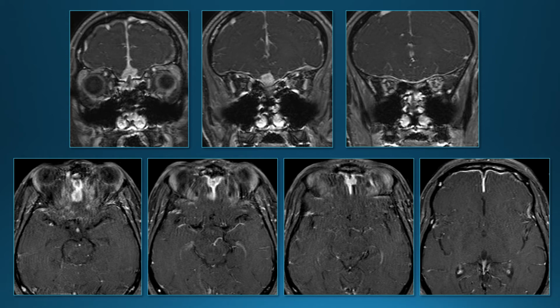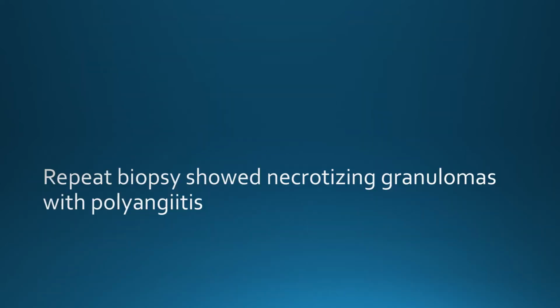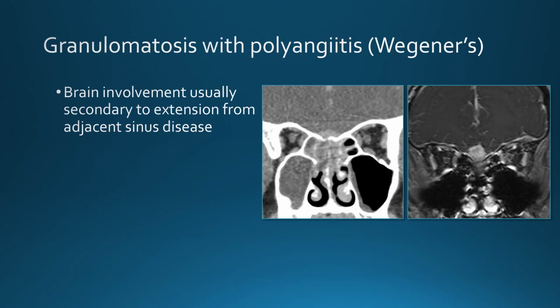Post-contrast, we see pachymeningeal or dural enhancement here. So this pachymeningeal enhancement. You can see it also on the axial images. Again, some more dural enhancement further up. Another biopsy was done, and this second biopsy showed necrotizing granulomas with polyangiitis. So this is a case of granulomatosis with polyangiitis, used to be called Wegener's.